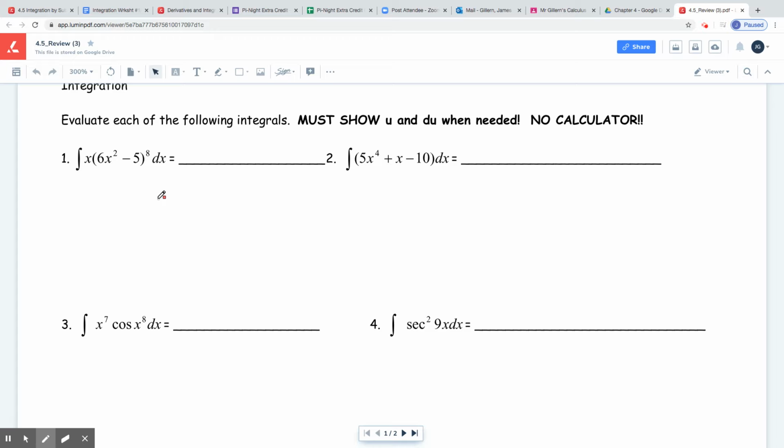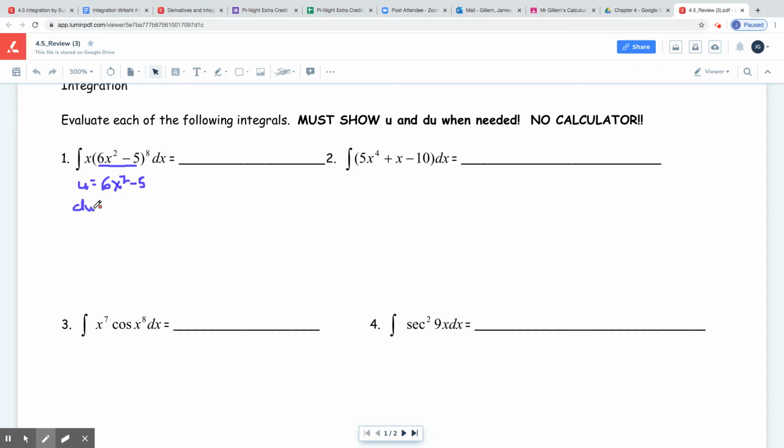All right, I'm going to go over the explanations to the review sheet for your quiz that will be coming up on Friday. As we are doing these, we want to look at some of these problems. You're going to be able to do it the way we did in the past, but anytime you see a parentheses raised to a power, you're probably going to have to use substitution. Whatever is on the inside is going to be our u. So our u is 6x squared minus 5.